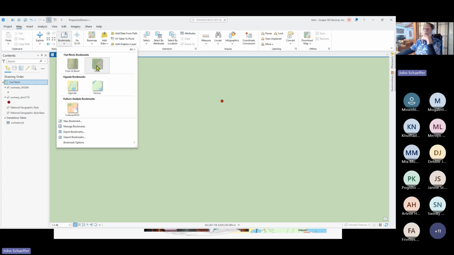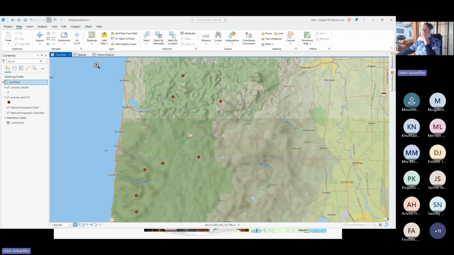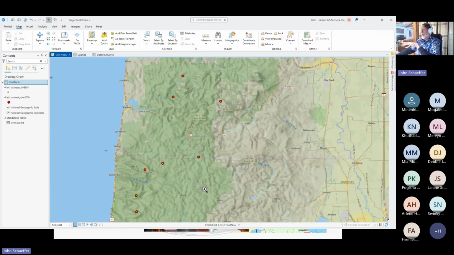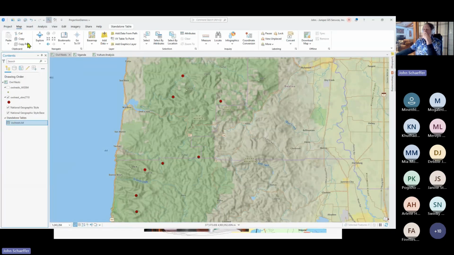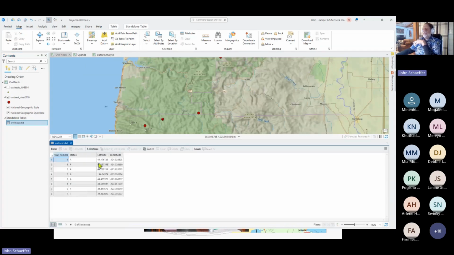So let's go back to bookmarks, owls, and you can see they all line up well, okay? Now let me show you a couple more things. I'm going to turn off my OwlNest WGS84. I'm going to open up OwlNest TXT. Open, okay. So this is the file downloaded from the GPS, or as it would have been if downloaded from the GPS, if this wasn't faked. And it's just like owl number 1 is active, owl number 5 is a failed nest, etc.